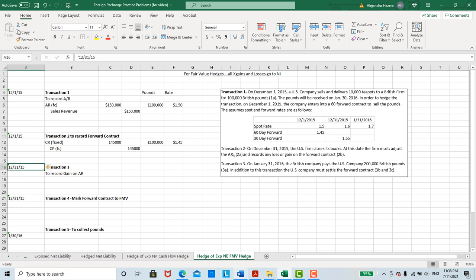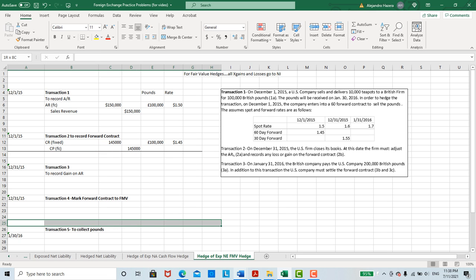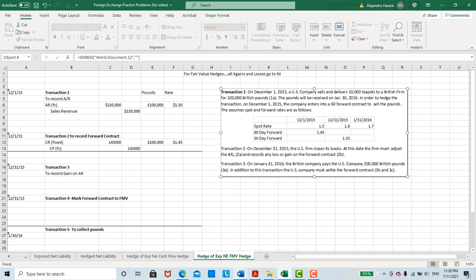Okay, then we come to, let me put a line here like I've been doing. So we get to the next date. Next date is 12/31/15. That's the settlement date. Okay, so this one here is to record a gain on accounts receivable. Why is it a gain? Because the spot rate goes from $1.50 to $1.60. So that accounts receivable is worth 10 cents more on each one.